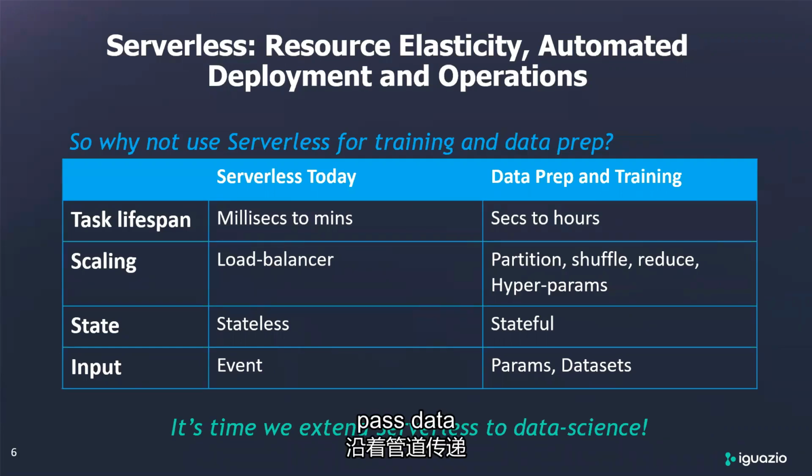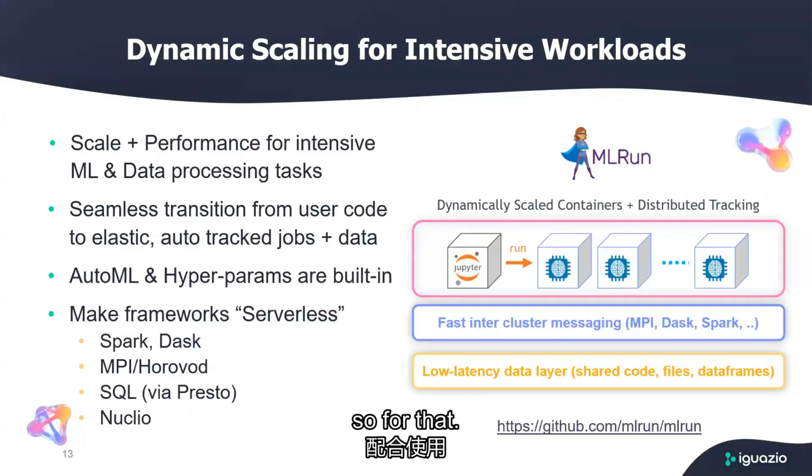And the way that we pass data along the pipeline, or the way we pass data between one step and another, requires passing not JSON events, but rather a complete data set or a set of parameters. So we have to build a new thing that is like serverless in the notion that it has the built-in elasticity, it has all the automation around deployment and operation, but works with other frameworks. So for that, one of the things that we've developed is part of a package called MLRun, which is a full end-to-end MLOps orchestration layer.